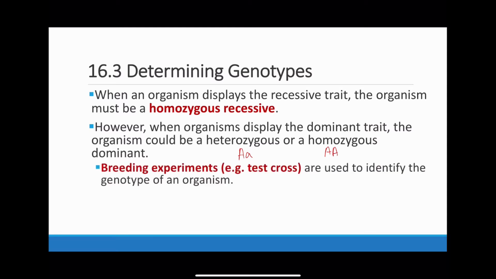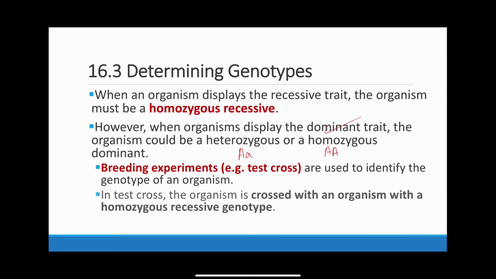So how can we prove the identity of the organism, whether it is heterozygous or homozygous? In this case, when they're showing a dominant trait, we should use something that we call a test cross. Now, a test cross is actually a breeding experiment that we can do on organisms like plants or rats, and so on and so forth. We can use the breeding experiment to find out whether that organism is homozygous dominant or heterozygous. And take note, in all test crosses, you need to mate that unknown organism with an organism that must have a homozygous recessive genotype.